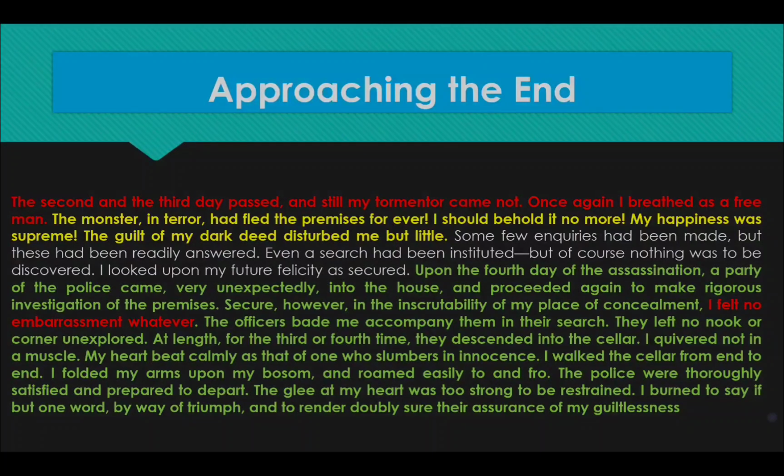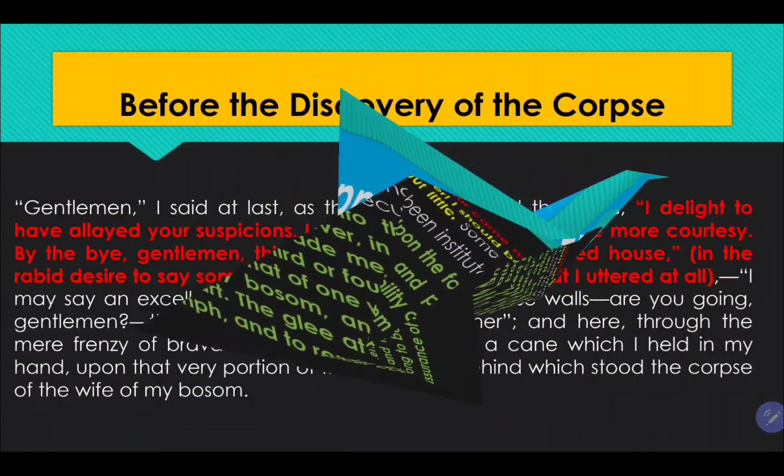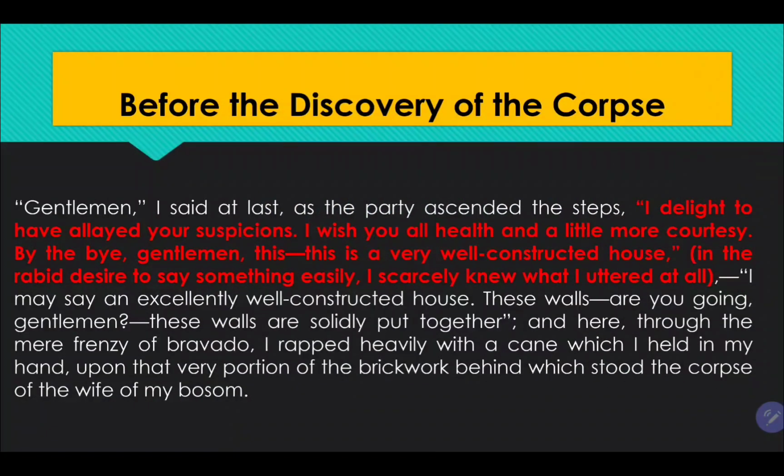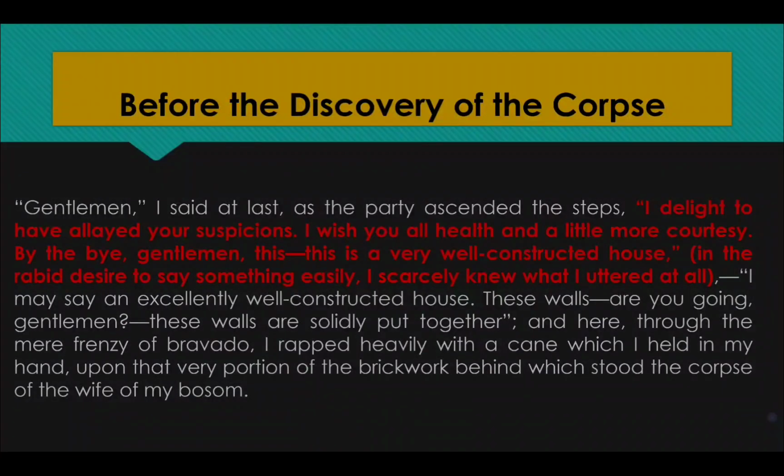Next, we have a moment before the discovery of the corpse. The narrator exposes at this level of narration his insanity when he shows the police the exact place, undeliberate, of course, in an act of bravado, with his stick and with a heavy banging on the wall behind which the corpse is buried. So he said, "Gentlemen," I said at last, as the party ascended the steps, "I may say an excellently well constructed house. These walls are solidly put together," and he is scratching with what? With the stick on these walls.